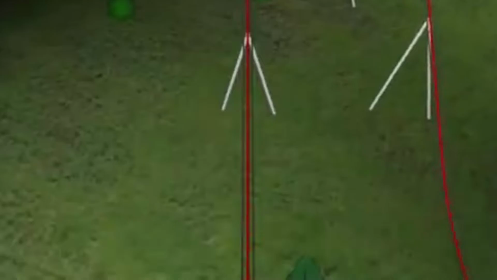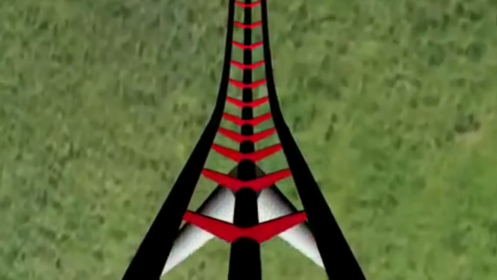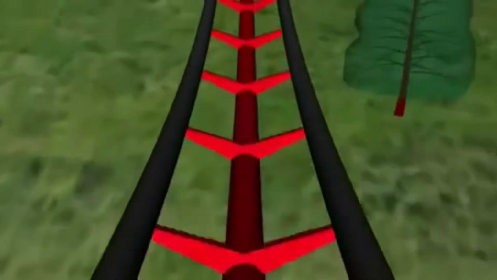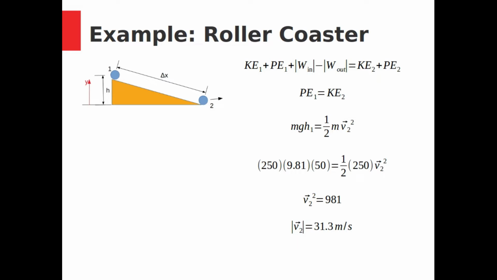Now, let's consider a roller coaster falling from a height of 50 meters. Or maybe you consider it, I'm scared of heights. If the roller coaster has a mass of 250 kilograms and we ignore friction, how fast will it be traveling when it reaches ground level? This is straightforward to solve. Initially, it's not moving, so there's no kinetic energy at the beginning. It does have potential energy, however.